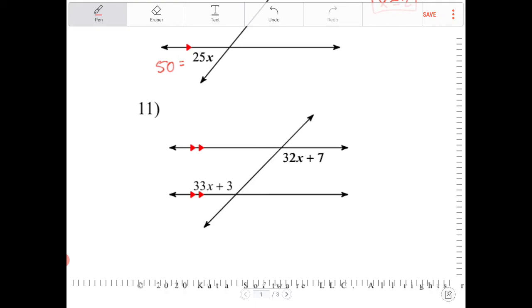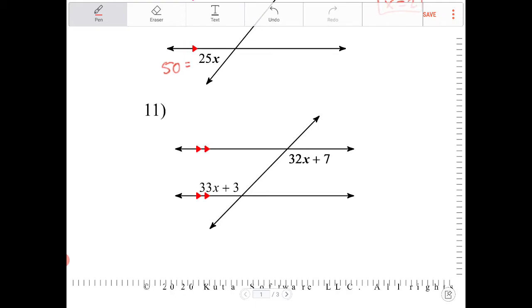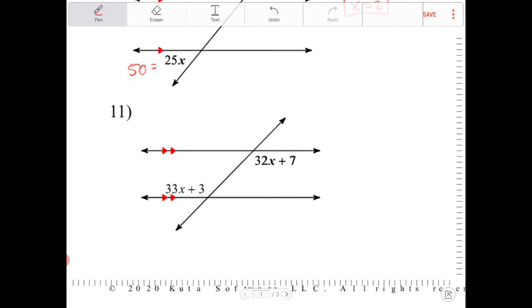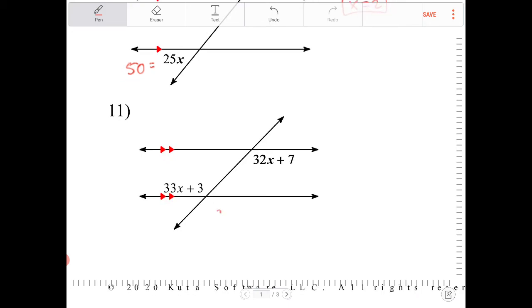Moving on, these are alternate interior angles, and what do I know about alternate interior angles? I know that they will be the same. 33x plus 3 will equal 32x plus 7. Subtract both sides by 32x and subtract both sides by 3, I end up with x is equal to 4. And if x is equal to 4, then this will equal 128 plus 7, that would be 135.